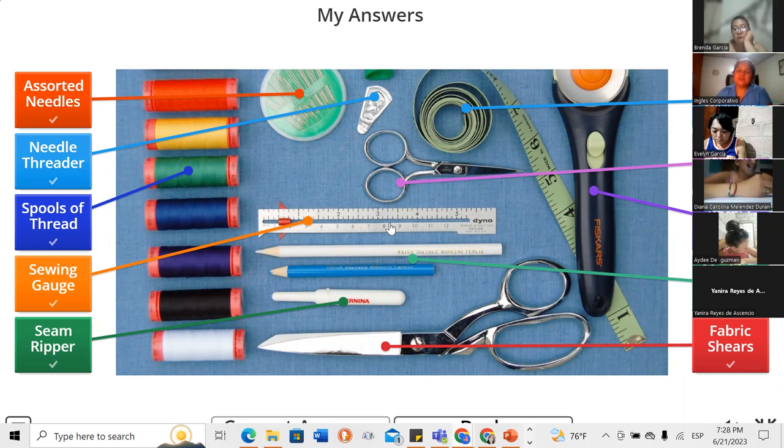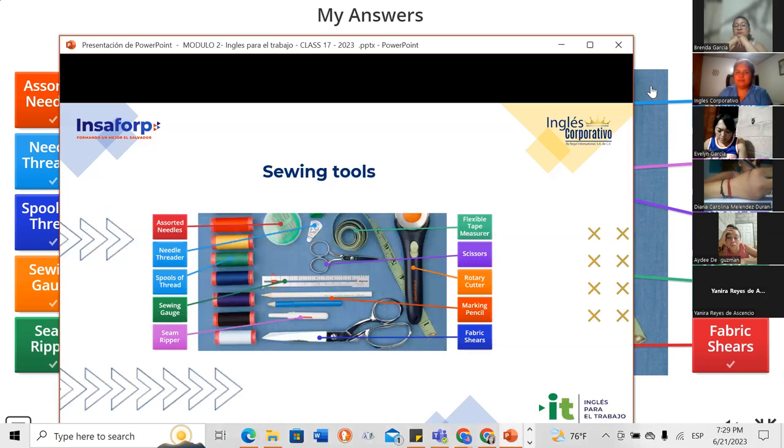Any tool that is used to do your job or to make what you are making, in general, we call them tools. It doesn't matter the name of the objects, but all of them are tools. Okay. Good job. We're going to move on.